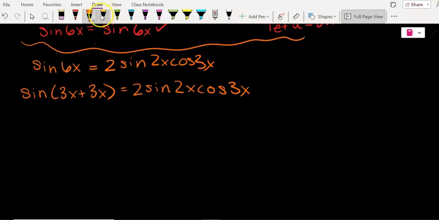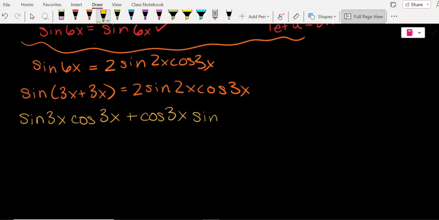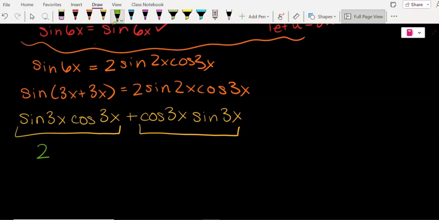And so here on the left, I'm just going to go ahead and replace this right here with my sine sum formula. So that would be sine 3x times the cosine of 3x plus cosine 3x times the sine of 3x. And so I can see this right here and this right here, I have two of the exact same things. So just like we did to get our original one, I have 2 times sine 3x cosine 3x. Okay. And sure enough, that's equal to exactly what we needed it to equal to.